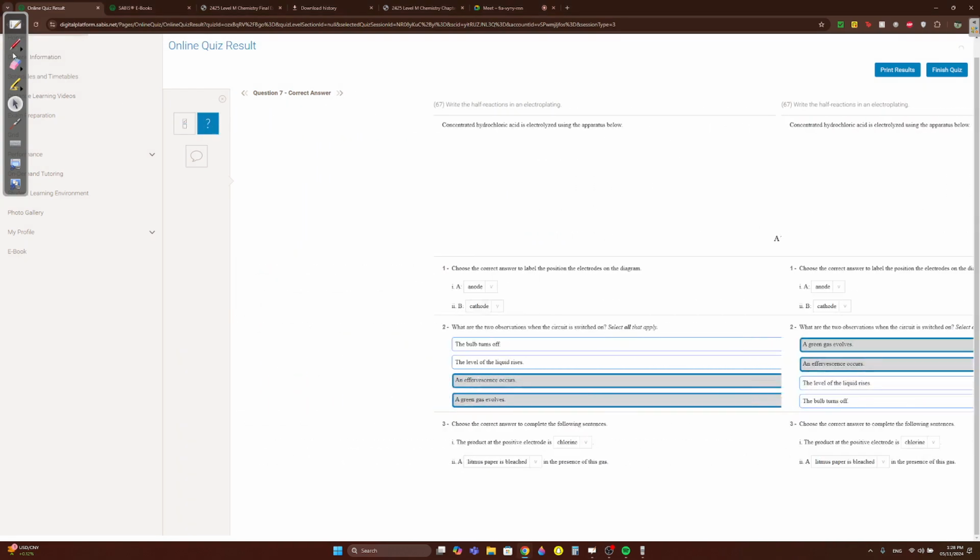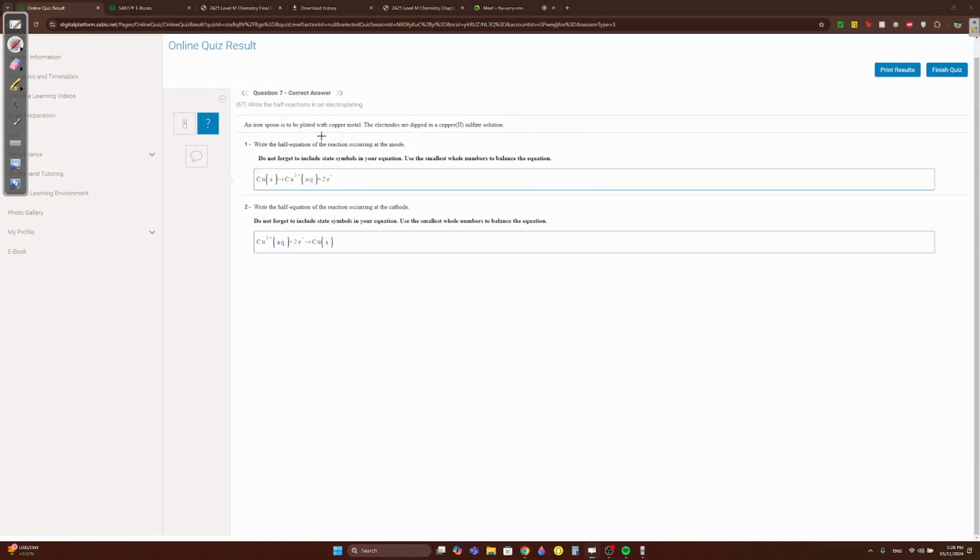Question 7. Iron spoon is to be plated with copper metal. The electrodes are dipped in copper sulfate solution. Write the half reaction at the anode. At the anode, remember, anode is oxidation, so you're losing electrons. Don't get confused that it's an iron spoon. We're plating it with copper, so we only care about copper. Oxidation is loss of electrons. So Cu is going to lose 2 electrons to get Cu2+ aqueous. By the way, the order in which you write it doesn't matter.